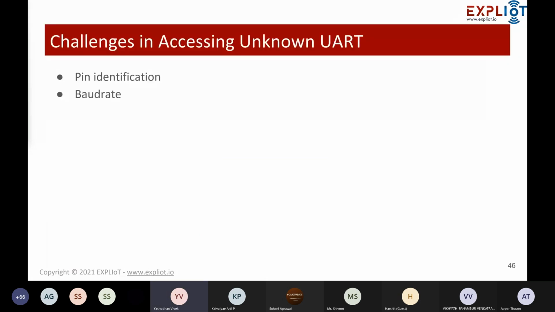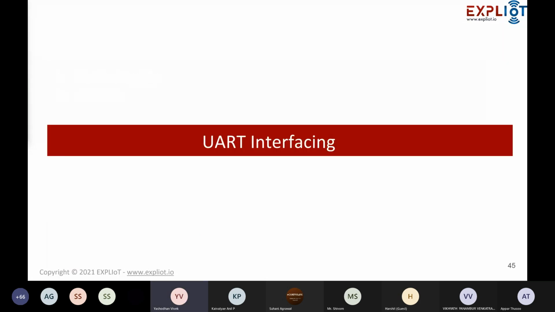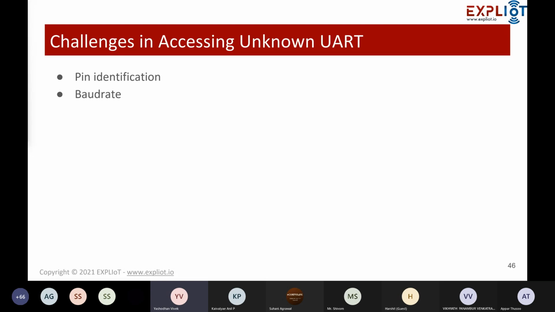Now when we come to interfacing, by which I mean performing attacks on this UART, what are the 2 main challenges you will face? First is the identification of the pins. Assuming I have 4 pins, one is VCC, another is ground, another is transmit, and the other is receive. How will you identify which pin is what? The next is the baud rate. Guessing is one thing, but what technical approaches can one think of to solve these challenges?